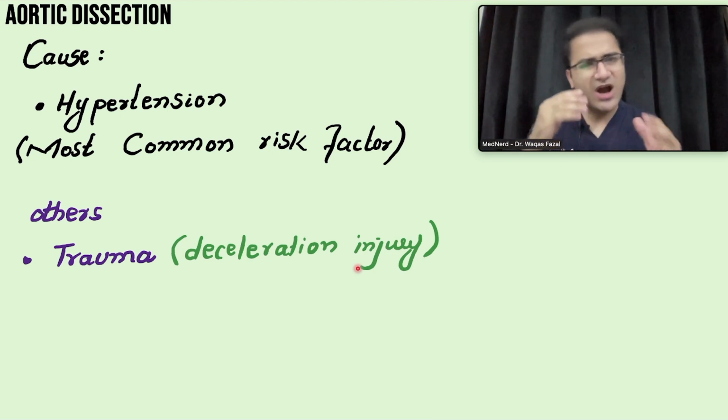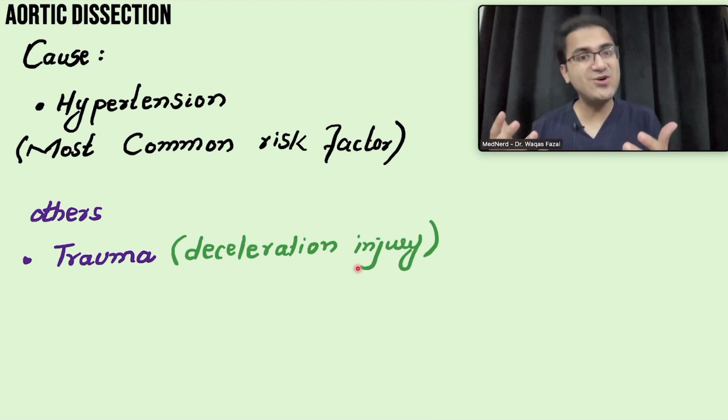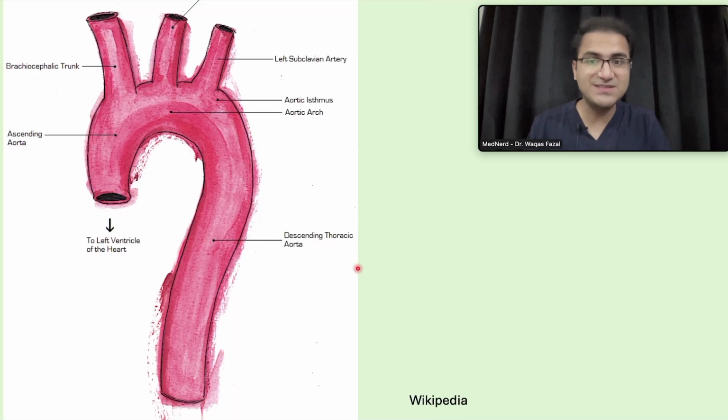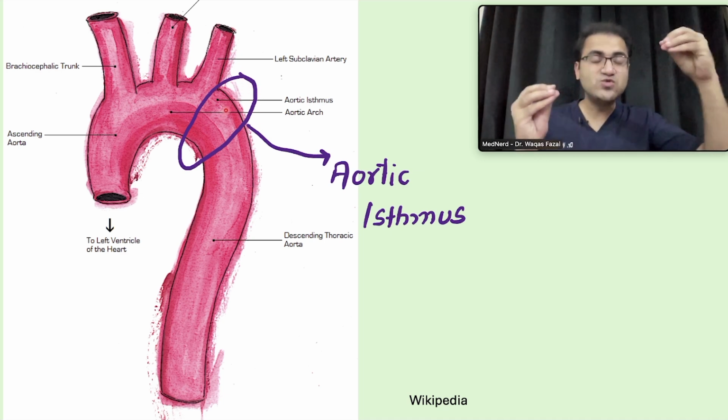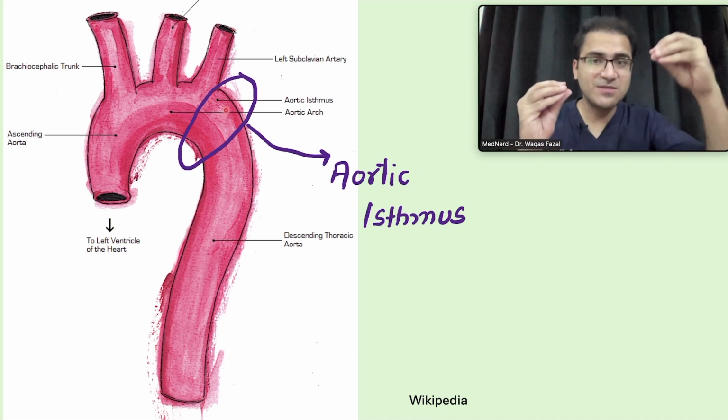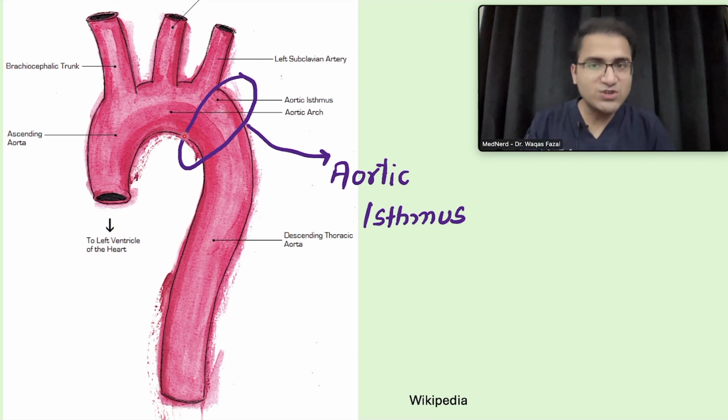Now you will be thinking, how can a sudden deceleration injury cause aortic dissection? Basically, this is our aorta and these are the vessels arising from the aorta. As soon as the left subclavian artery takes off from the aorta, this area is called the aortic isthmus. Remember, the aortic isthmus is fixed to the other structures in the chest. It is the most fixed part.